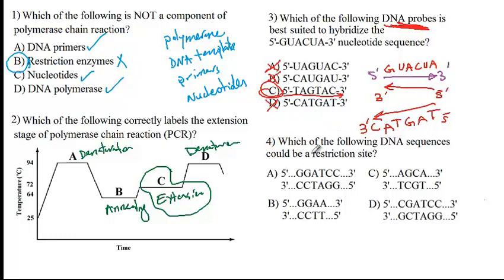Last question. Which of the following DNA sequences could be a restriction site? So basically we discussed that most of the restriction sites, not necessarily all of them, but most of them are palindromic, meaning that in the 5' to 3' direction, in both directions we get the same sequence. So let's see, for choice A, GGATCC reads the same as GGATCC, so sure, could possibly be a restriction site. The rest of them, however, are not palindromic, and therefore are not likely to be a restriction site. And so that's about it.